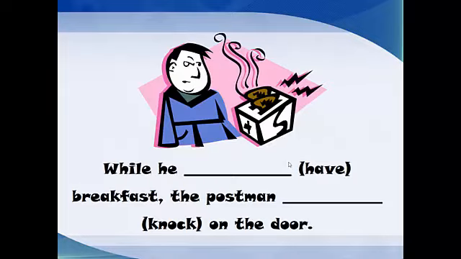We have here some examples or exercises that you may think about while you are listening to this. While he had breakfast, the postman knocked on the door. What is the correct form of have for the first space? Of course, it will be was having because it is preceded by while. While he was having breakfast, the postman knocked on the door.